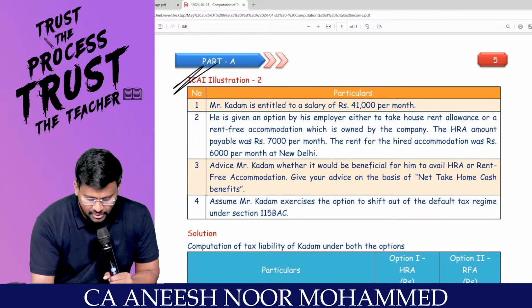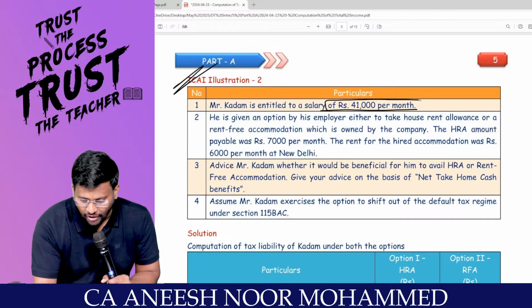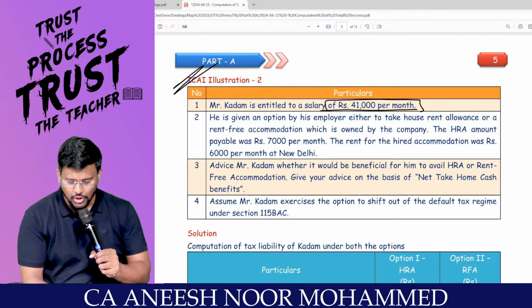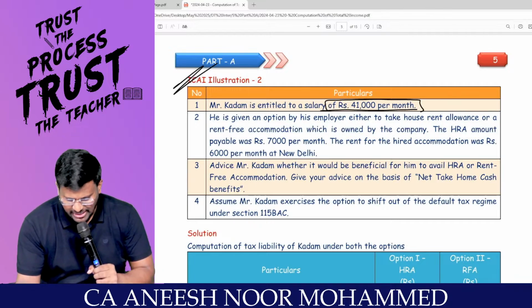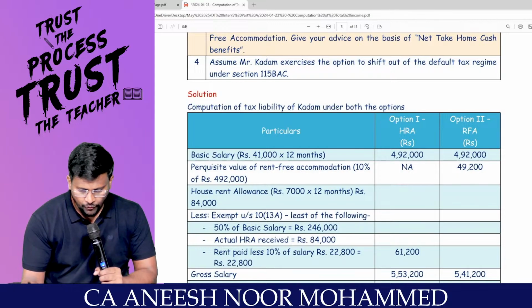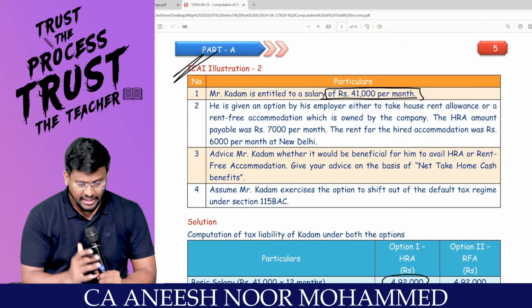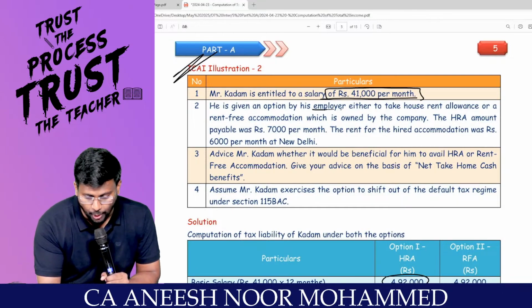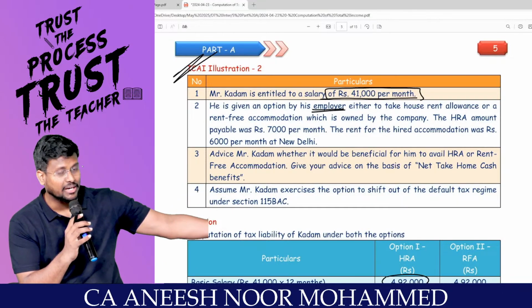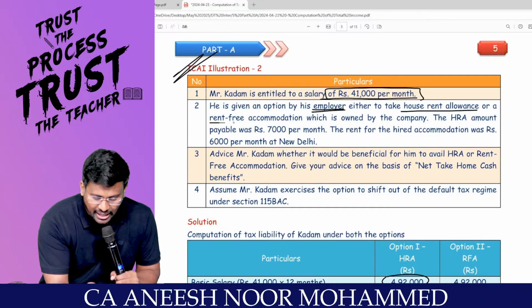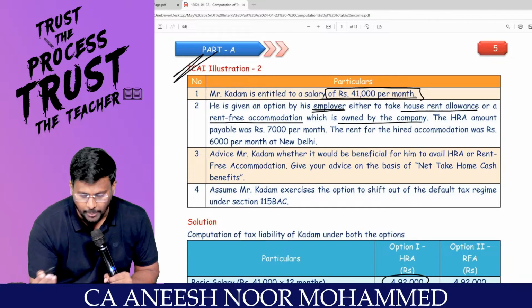Mr. Kadam is entitled to a salary of 41,000 rupees per month. So, my dear lovable students, 41,000 rupees into 12 comes to 4,92,000, the annual salary. He is given an option by the employer. Employer said something to Mr. Kadam: either to take HRA or rent-free accommodation which is owned by the company.